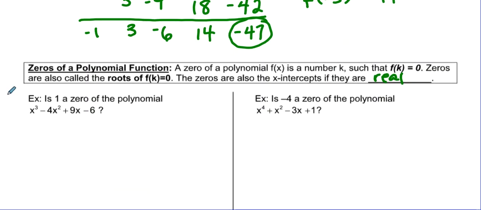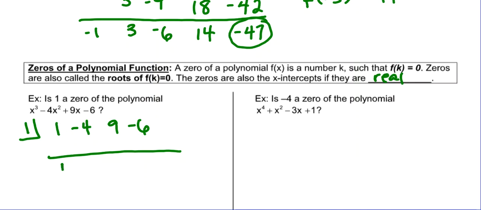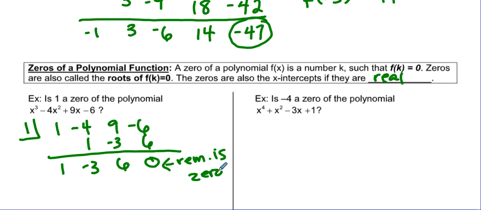Alright, so to test if 1 is a 0, you put the 1 in the box, and you have your coefficients, 1x to the 3, negative 4x squared, 9x, and minus 6. And we do the synthetic division, bring this 1 down, multiply, add, multiply, add, multiply, and add. And because the remainder is 0, we can say, yes, 1 is a 0.